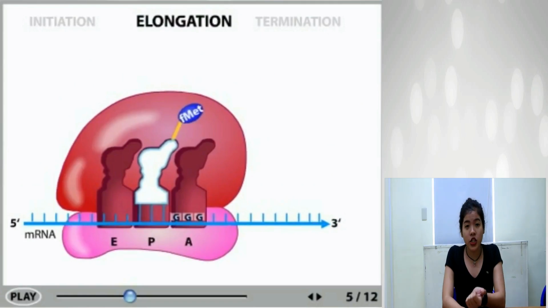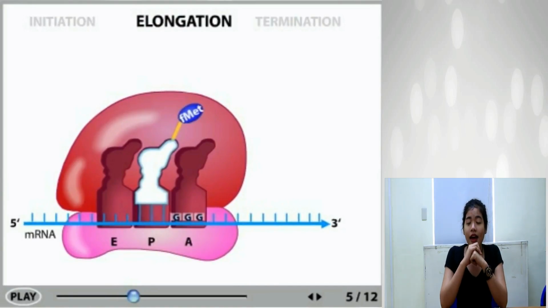So we now know that protein synthesis is a 3-step process including initiation, which was explained earlier, elongation, and termination. We'll now focus on elongation. Elongation is the adding of new amino acids one by one. It involves repetition of 3 steps.